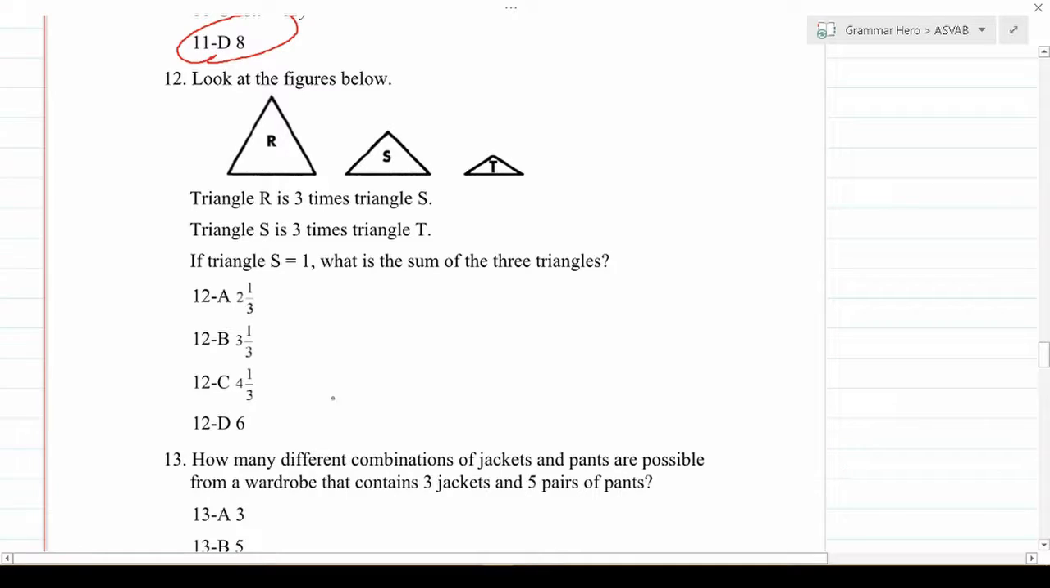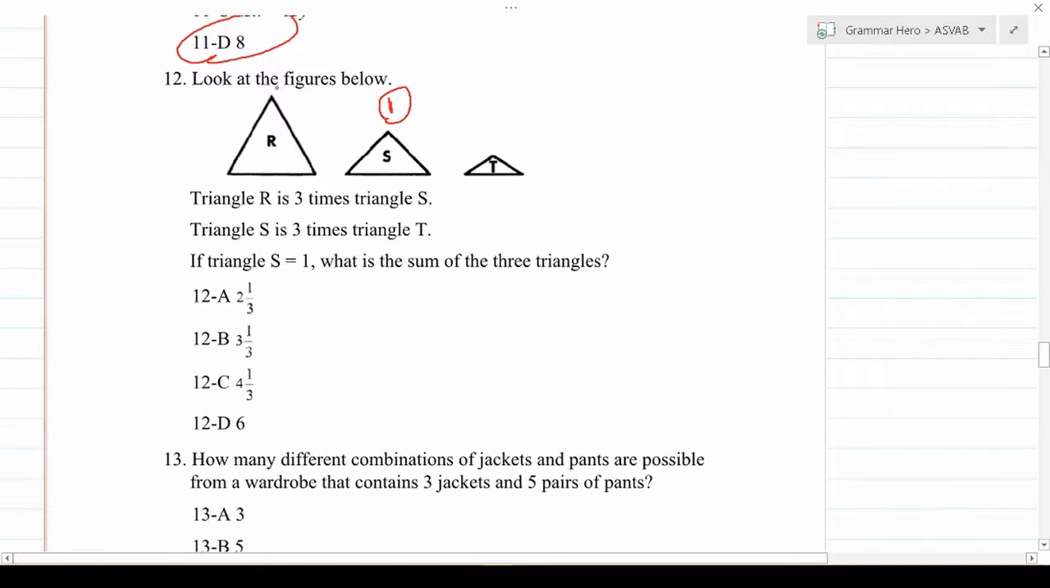Alright, number 12, look at the figures below. We have triangle R, triangle S, and triangle T. We're told that triangle R is 3 times triangle S. Triangle S is 3 times triangle T. If triangle S is equal to 1, what is the sum of the 3 triangles?